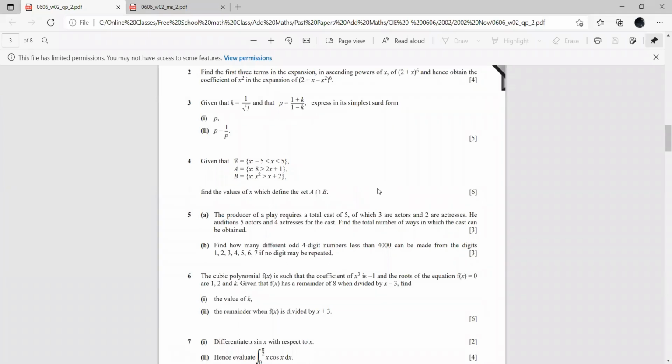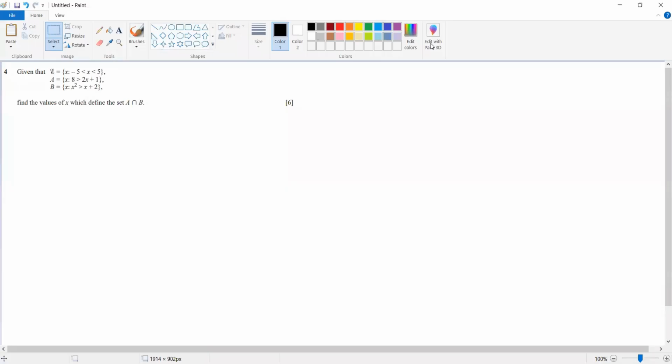Okay, let's begin with question number 4. Let's move it to the whiteboard, please. So we have a universal set there, defined as the values of x between -5 and 5. And then x is such that in A, 8 is bigger than 2x plus 1, and in B, x squared is bigger than x plus 2. So they want to find the values of x for which they define the set A intersect B.